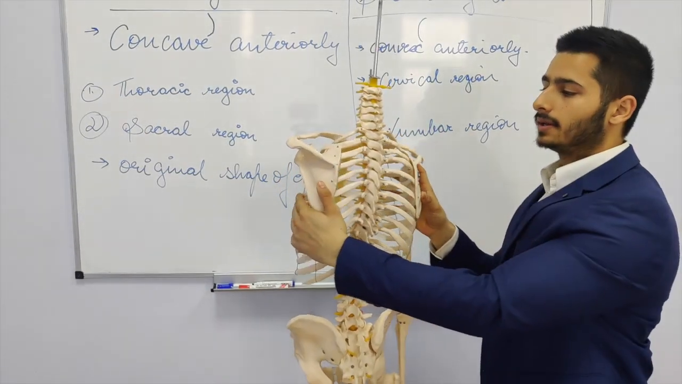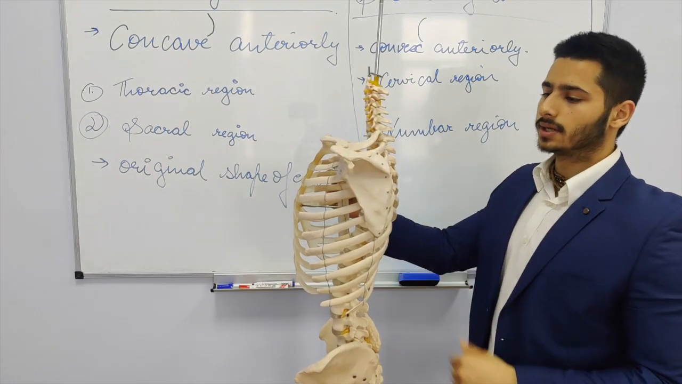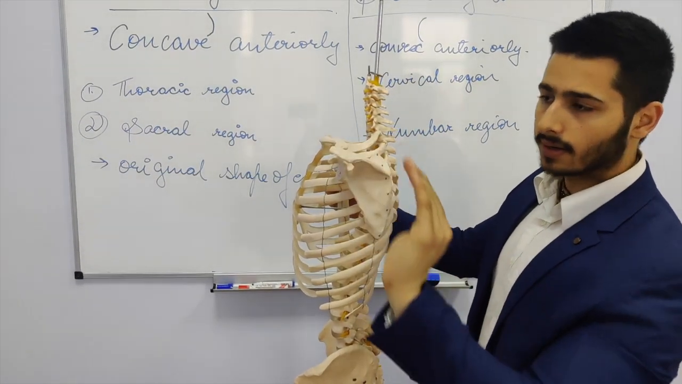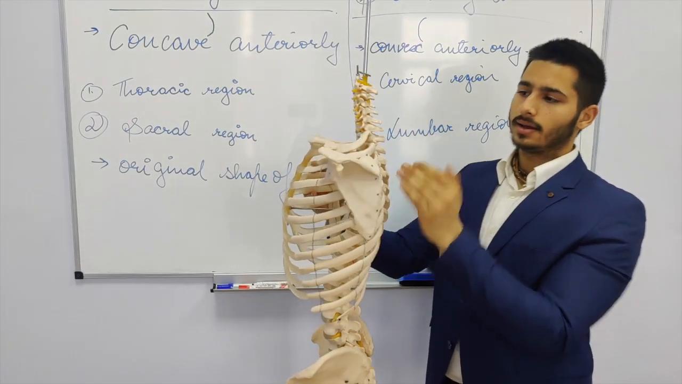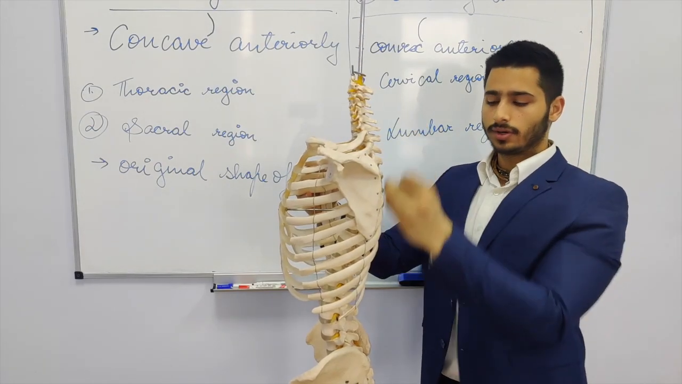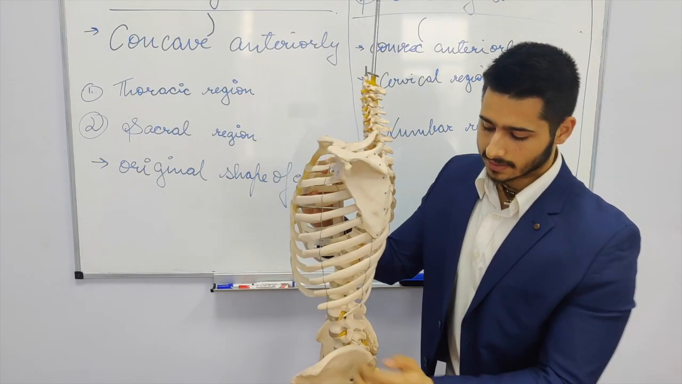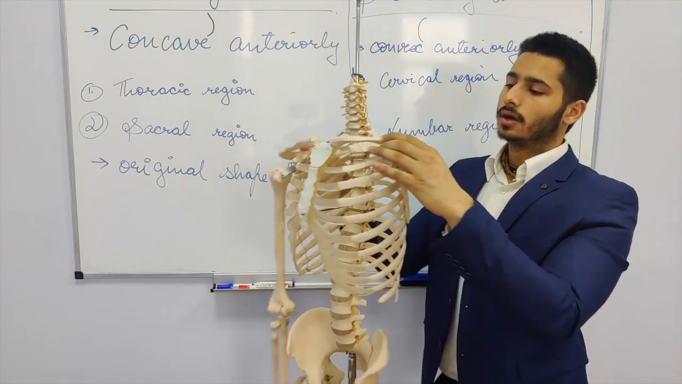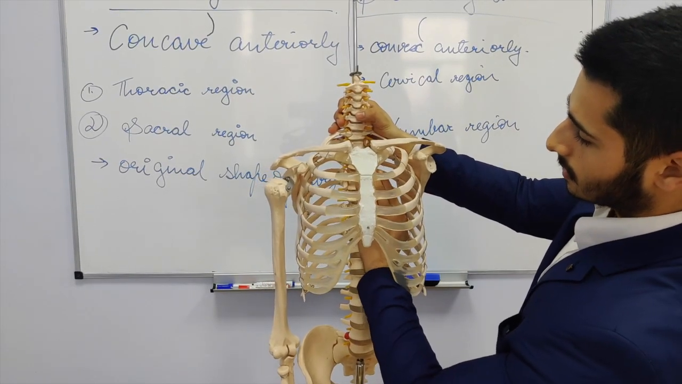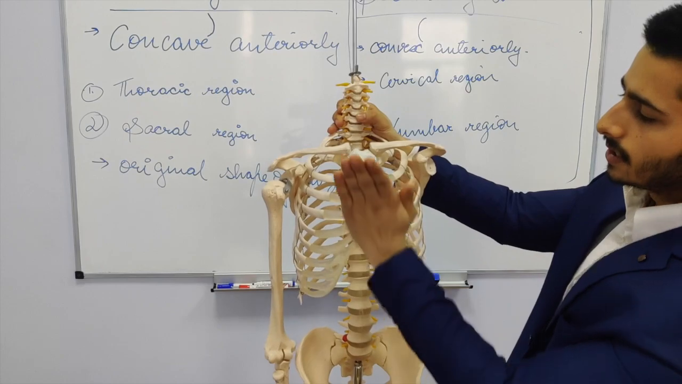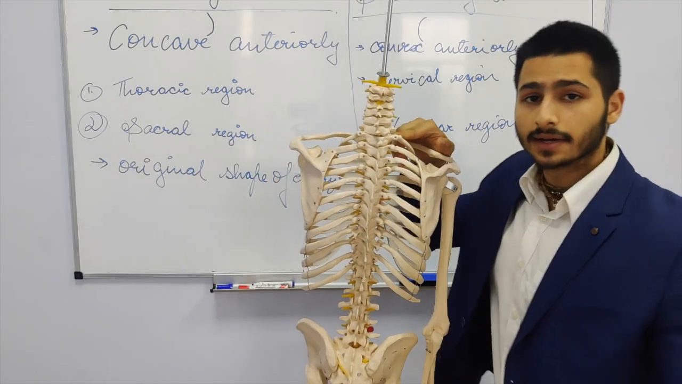Now, if we view them laterally, like this, from the side, we will see that the thoracic region is concave anteriorly. You can see the curve. This is concave anteriorly. So is the sacral region. The sacral region is also concave anteriorly. You can look at them from the anterior view as well. You can see inside that the thoracic region is concave anteriorly, and so is the sacral region.